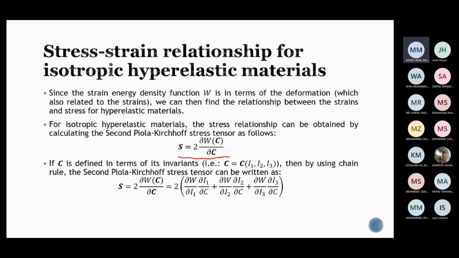So if C is defined in terms of invariants, let's say C is a function of I1, I2, and I3, then using the chain rule, we can rederive the second Piola-Kirchhoff stress tensor as this. Okay, so this is the formula that you need to memorize, not memorize, you need to look for when doing the exam later.